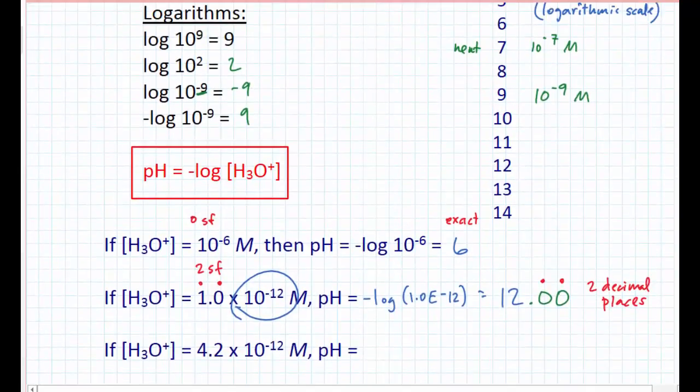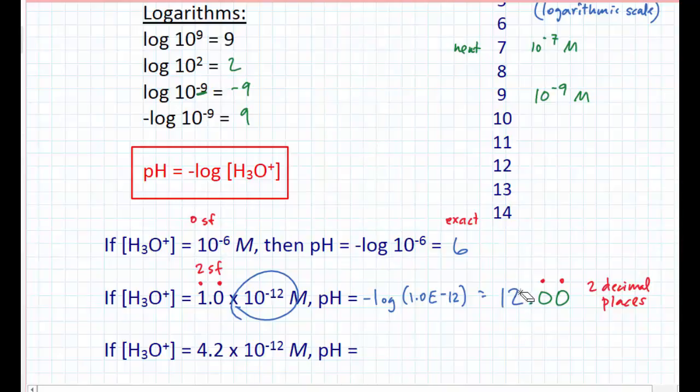Now, if we've got a number that's not an exact power of 10, that's where we need to use our calculator. But first, we can compare. This number here is more concentrated than the one above it. This is 1 times 10 to the negative 12. That's 4.2 times more concentrated. It's 0.00000000042 instead of 0.00000000001.